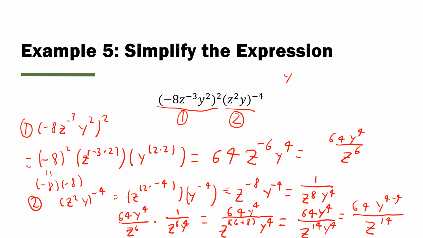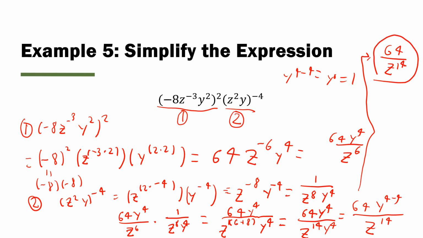So y to the power of 4 minus 4 would be equal to y to the power of 0, which is equal to 1. So remember the final answer up here. We're going to get 64 times 1, so just 64 divided by z to the power of 14. That is our final answer. Let's continue with the next example.